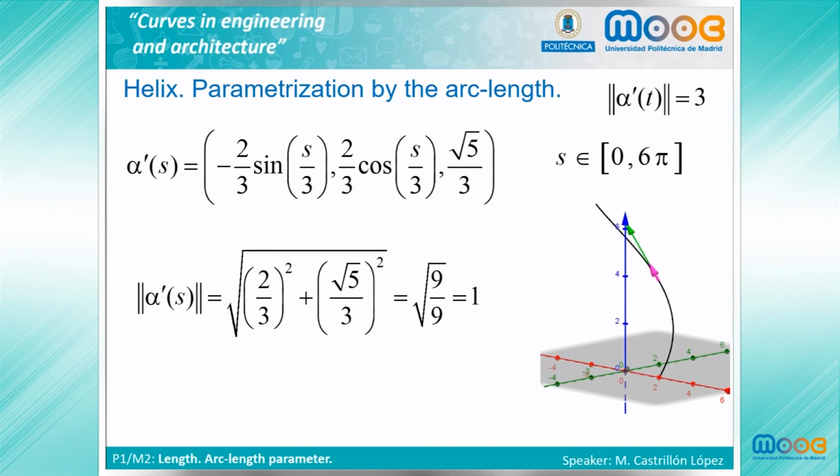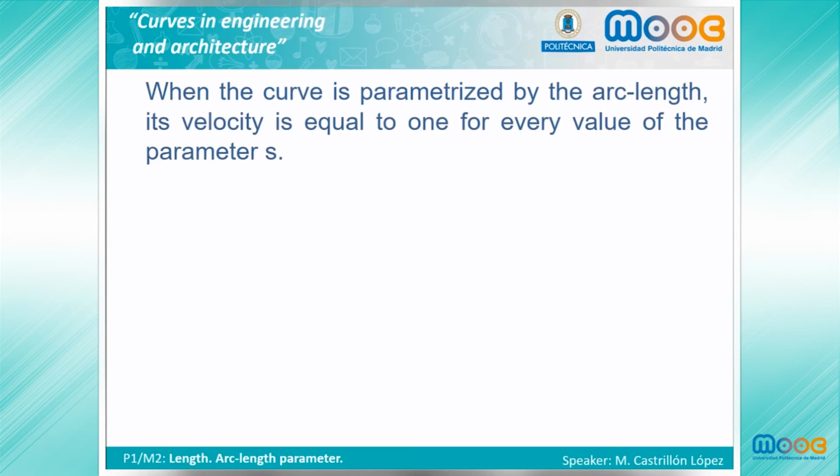This fact, that is, the norm of the derivative being 1, is always true in the case of the arc length parameter. Then, the length of any piece of the curve, when the parameter moves s units, equals s, since the speed is 1. In other words, when the curve is parameterized by the arc length, the speed equals 1 for every value of the parameter s.